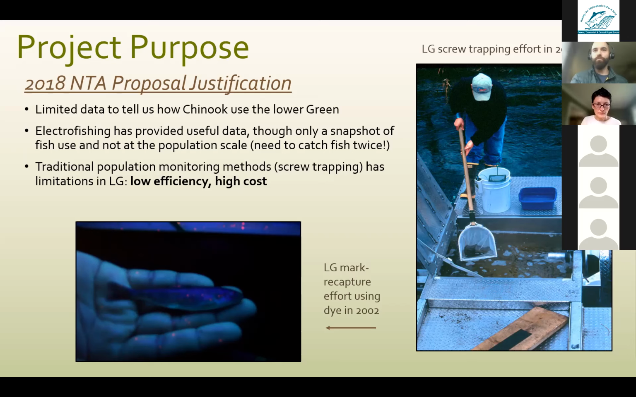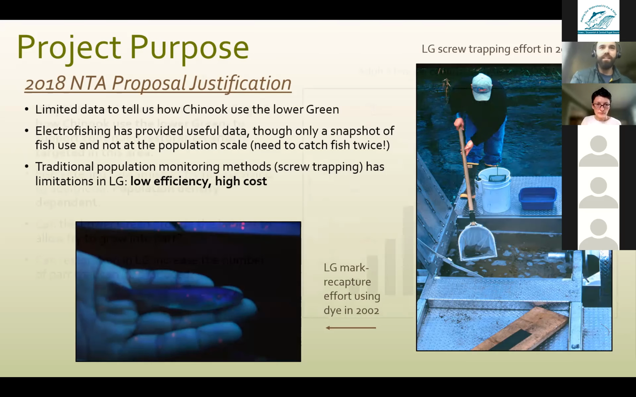Now, the more traditional methods like screw trapping, and like the study that was done in the early 2000s, have very low efficiency in the lower Green, and they're also very expensive. And this isn't just unique to the lower Green. This is common with trying to do these types of studies anywhere you have a river like this. So, a slow, low gradient river where you can't really run a screw trap well, you might not be able to do traditional types of work well. So that's why we proposed doing a PIT tag study.